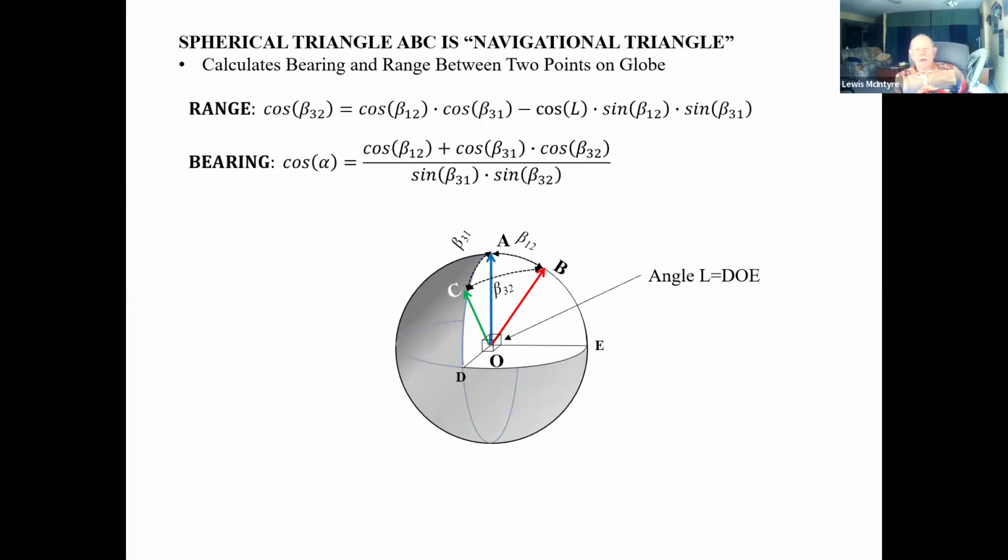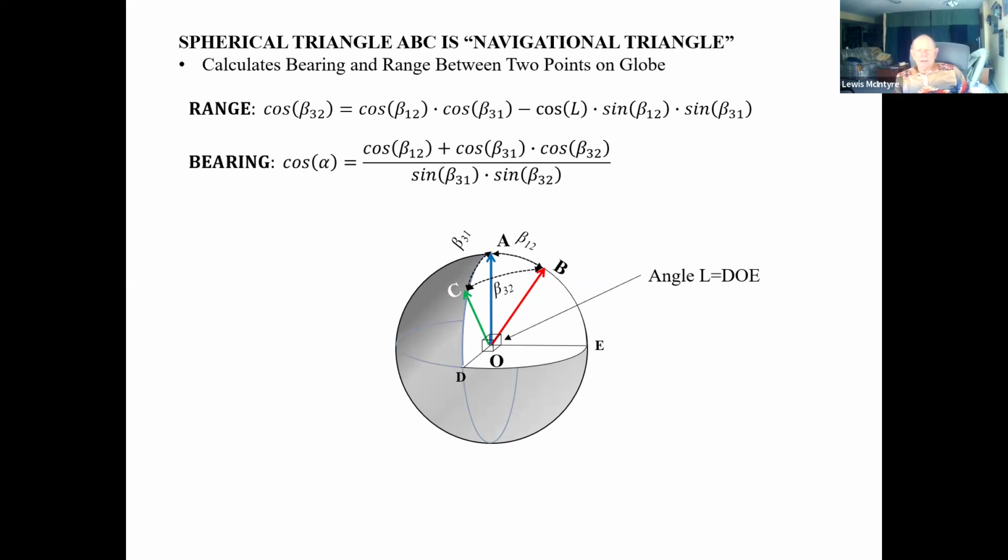The spherical triangle ABC is a very familiar one to me. It is identical to the navigational triangle. I, in times past, was an airborne navigator in the days before GPS, using that triangle to determine great circle bearings and ranges on the surface of a globe, and bearings and elevations of stars for celestial navigation.